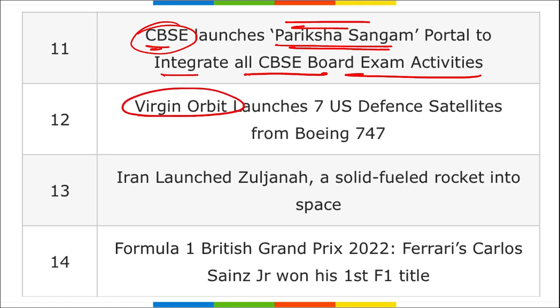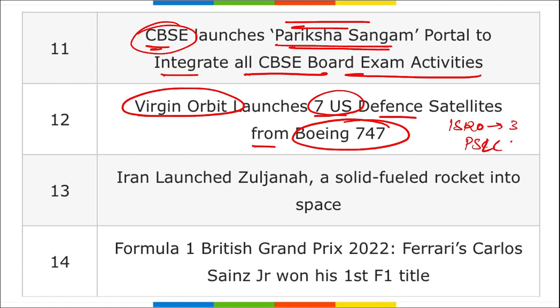Then Virgin Orbit has launched 7 US defense satellites into the orbit from the Boeing 747. Apart from this, ISRO launched 3 Singaporean satellites from the PSLV C-53 rocket. Next, Iran has launched Juljana, a solid fueled rocket into space.